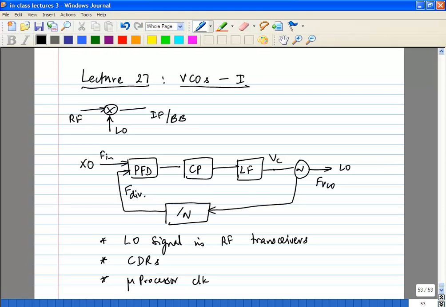Of course, the other place where you would need VCOs and PLLs is in microprocessors, where you need to create the clocks for the microprocessors, and quite often you might need to synchronize different systems. So you would use PLLs there again.